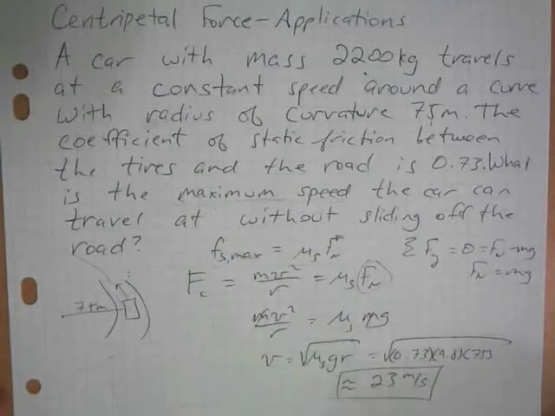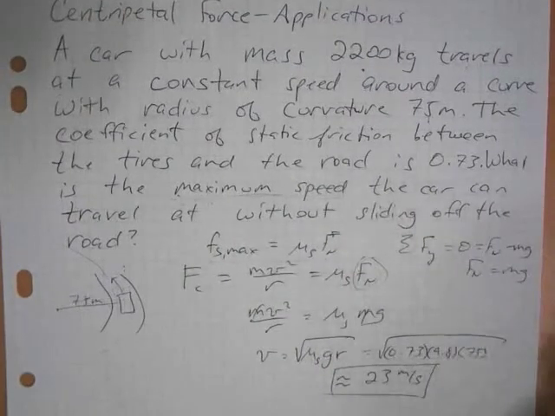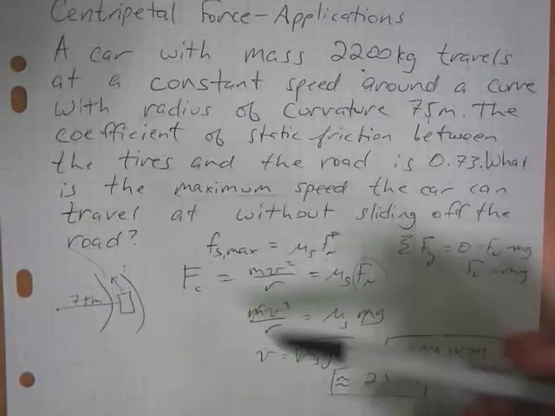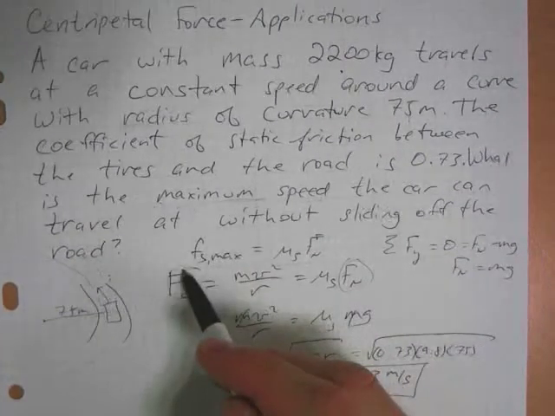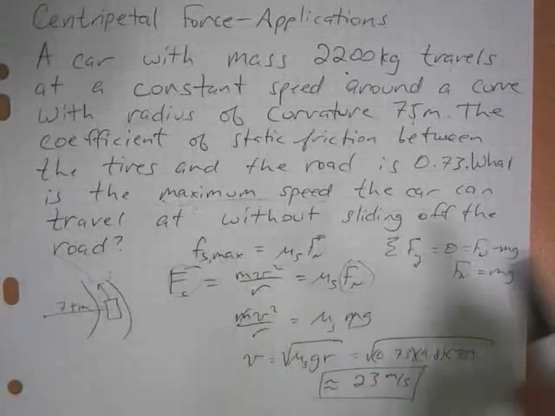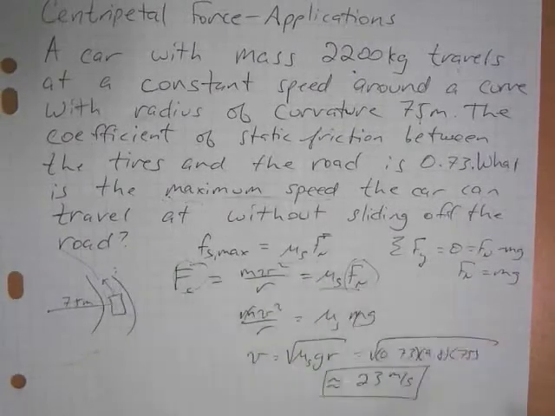So if we've got a car going around a curve, that's how things play out. You're just saying what the centripetal force is. This is the net force pointing toward the center of the circle, and plugging in the forces that contribute to that net force. In this case, there's only one.